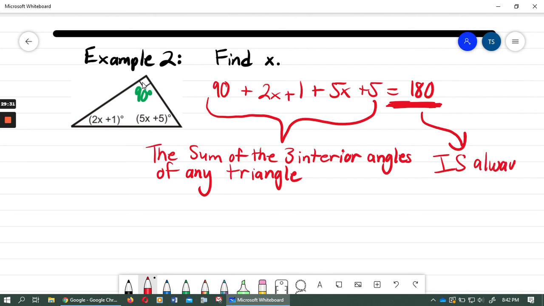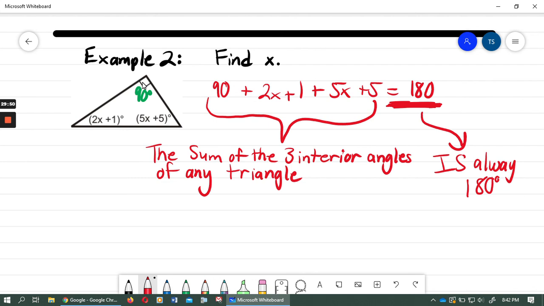All the time, never not, but always, is always 180 degrees. So again, guys, the sum of the three interior angles of any triangle, and this is a triangle, is always 180 degrees. So that's why we got this equation written out right here. All right, so that should make sense.